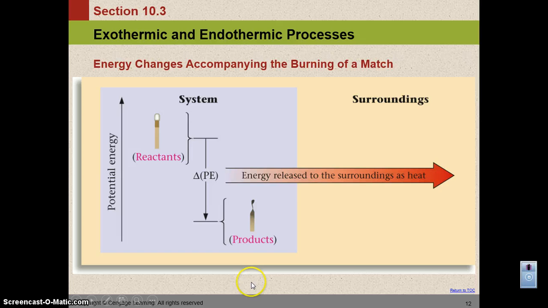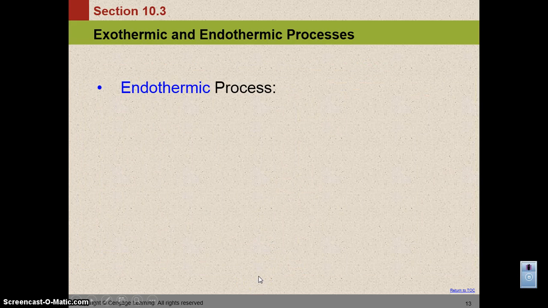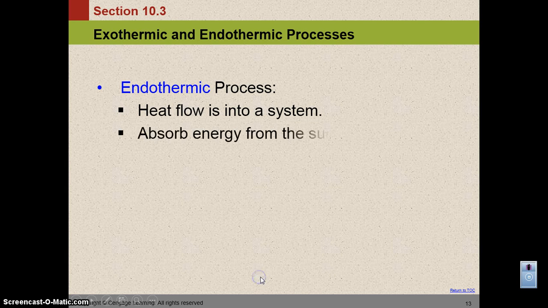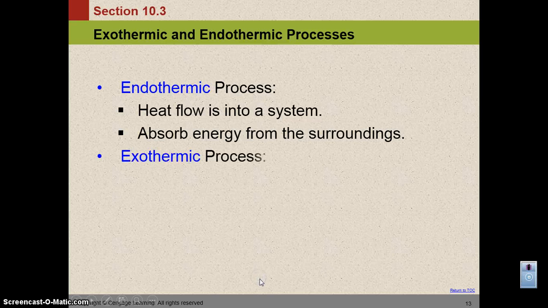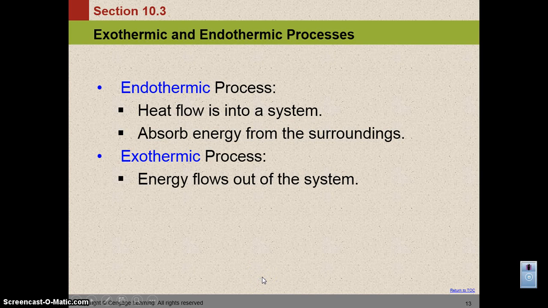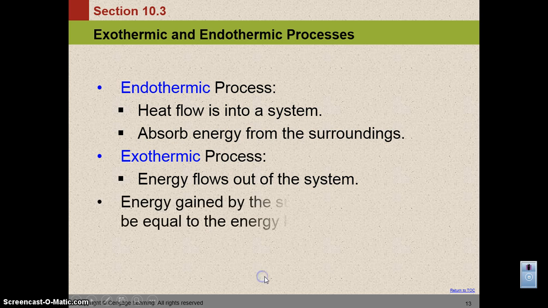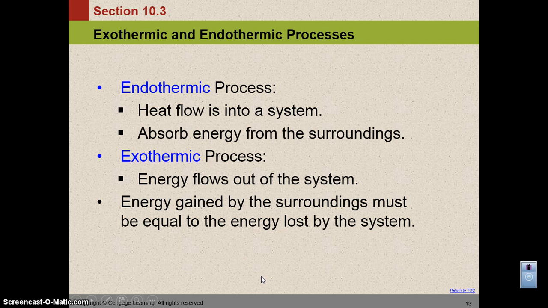Now that we have looked at the movement of energy change when we do something common like burning a match, let's look at the definitions of what an exothermic and an endothermic process actually are. So by definition, again, endothermic, endo means into, so heat is going to flow into a system. It's going to be an absorption process, and it's going to absorb energy from the surroundings in an endothermic reaction, where exothermic is going to be just the opposite. Energy flows out of the system, and the energy gained by the surroundings must be equal to the energy that's been lost by the system.